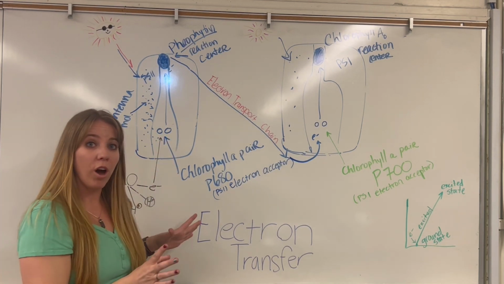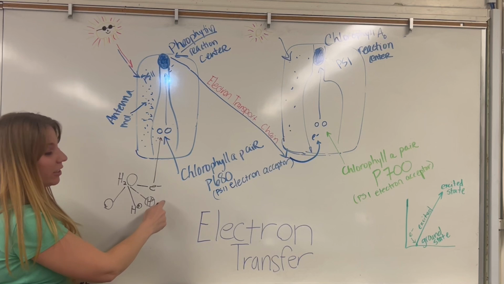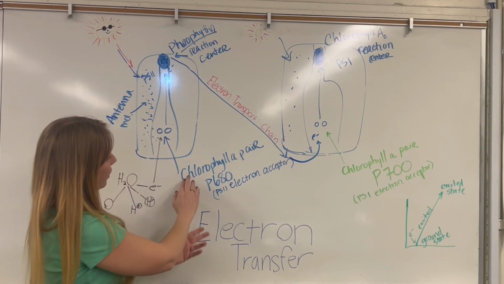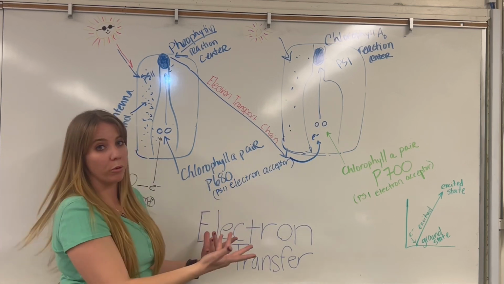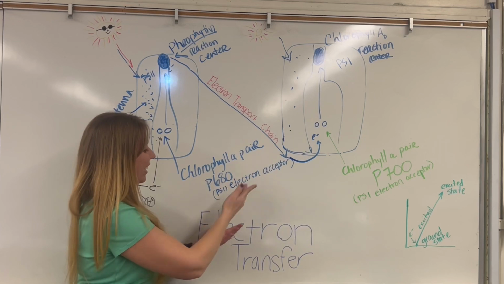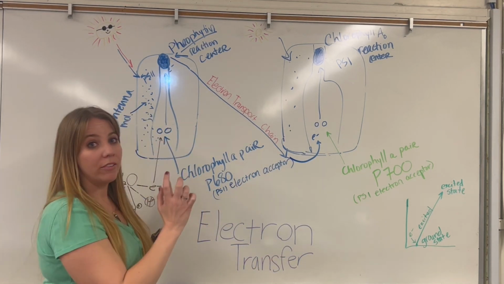Meanwhile, we also have water that's being split up. It's got oxygen, we have hydrogen, and we have an electron. So that's going to go up here. Together it's going to hit this pigment molecule and be absorbed by it. It's called the chlorophyll A pair, the P680, which is the PS2 electron acceptor. So from there, that wave is gonna happen.